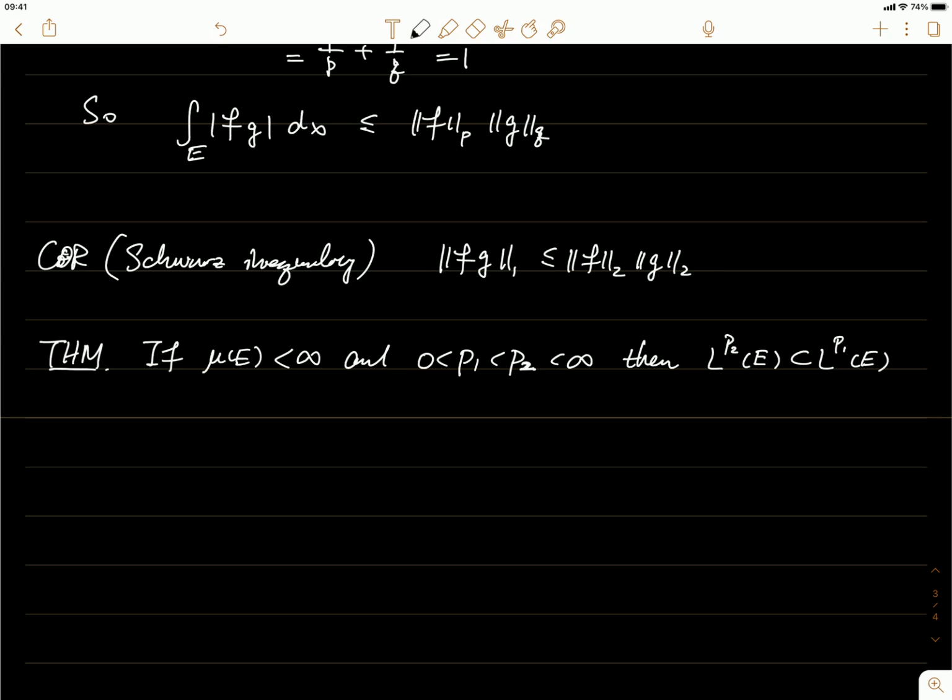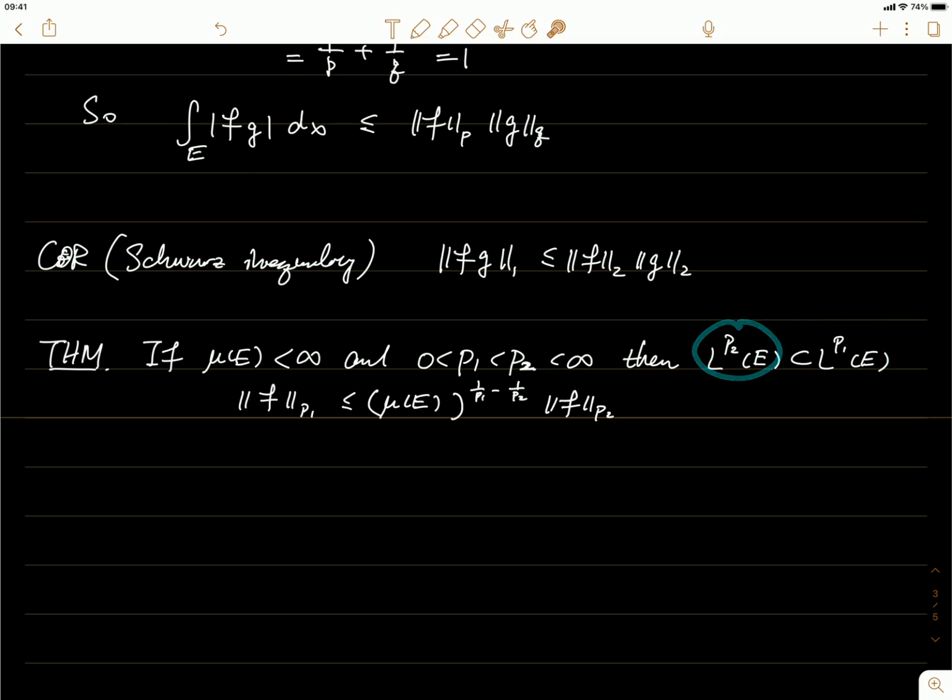Okay. And more specifically, we actually have a relation between the two norms. So the P1 norm of F will be less than or equal to the measure of E to the power 1 over P1 minus 1 over P2, times the P2 norm of F. Remember, this is a positive power because P1 is less than P2. So 1 over P1 is bigger than 1 over P2.